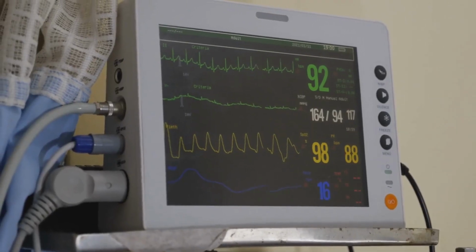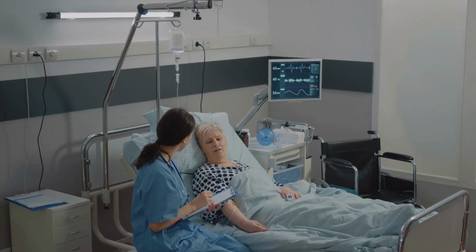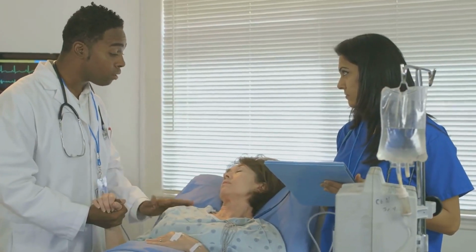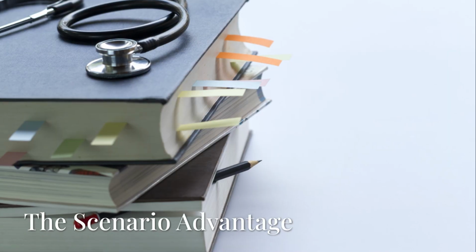Monitor her vital signs very closely for any changes. Prepare her psychologically for the likely surgery, offer emotional support, and explain all procedures clearly.